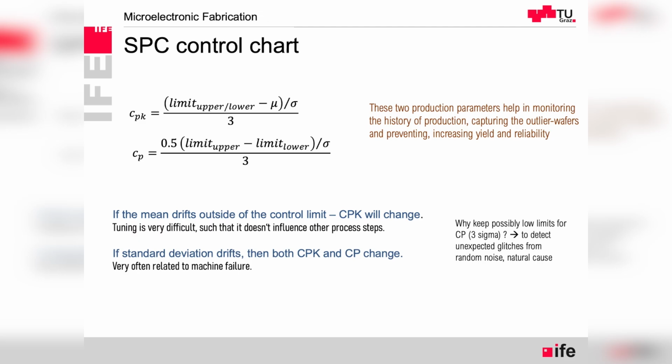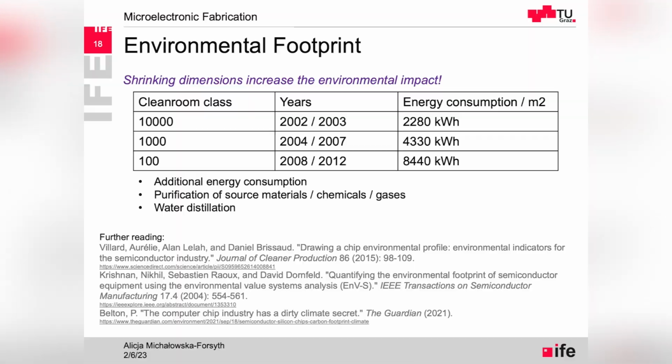This monitoring helps us capture if there is something like an unexpected glitch from the normal situation, and then capture out the wafers which don't fit the expected fabrication, so that we prevent them from further production, prevent them from going into packaging, and therefore increase the yield and reliability of the product.